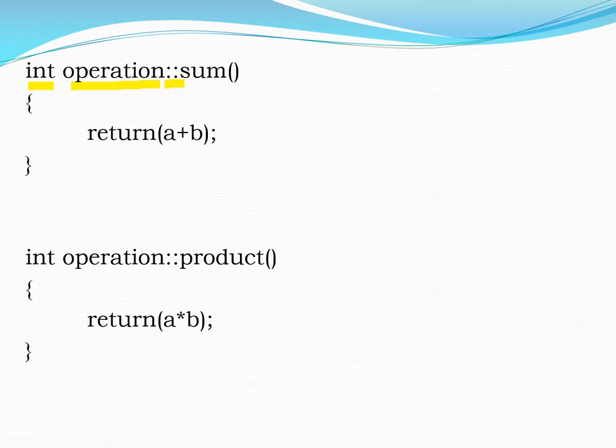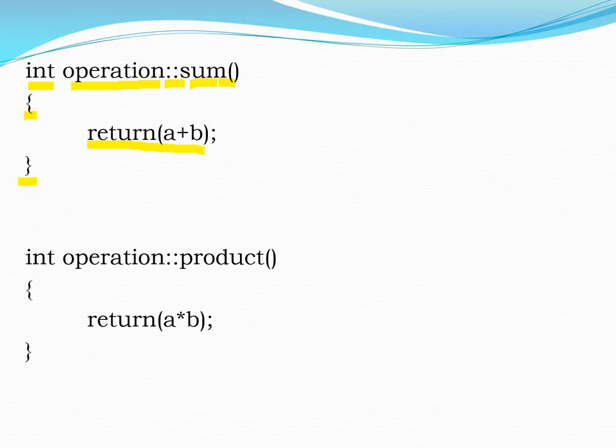Now the member function is sum, which we already declared. Once you write the function header, you open the body with an open brace, followed by the function body, which is a plus b. A plus b is the calculation for the sum member function. Once the calculation is over, you close the function by using the close brace.